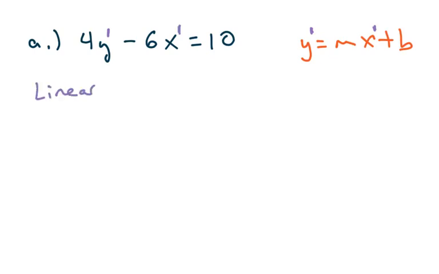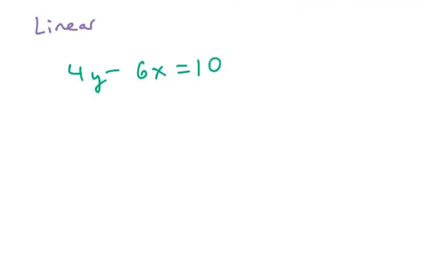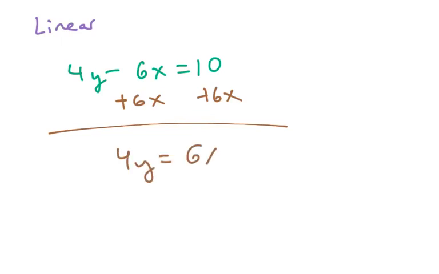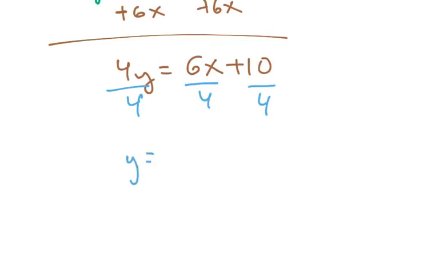So the next question is, how do we go about figuring out whether it's increasing or decreasing and where it is doing so? So what you want to do is put it into y equals mx plus b. So if this is minus 6x, I'm going to add 6x to both sides. So I'm going to get 4y equals 6x plus 10. And then I'm going to divide through by 4 to get y by itself. And this would give me y equals 6 over 4x plus 10 over 4.